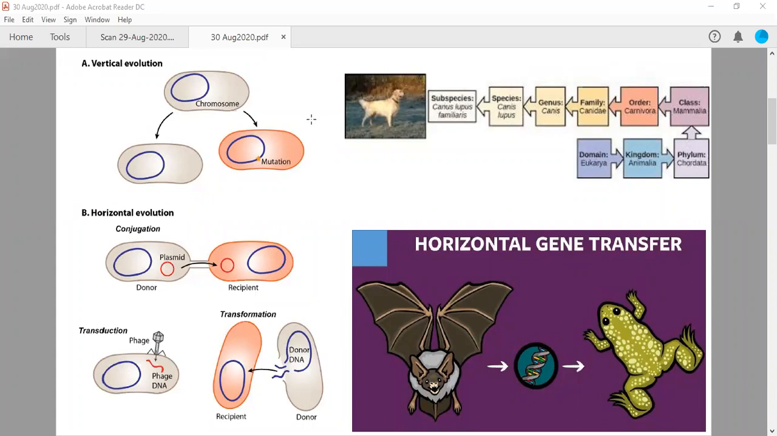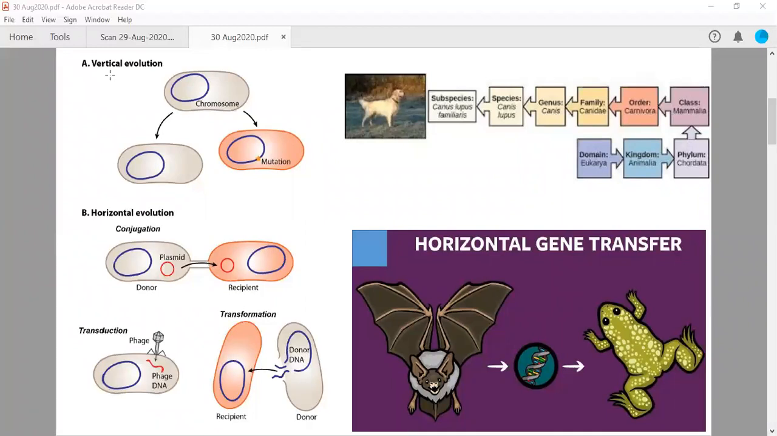So there are two ways by which genes can be transferred from one organism into another organism. Generally, vertical evolution is seen because when there is binary fission or budding, the mother cells give rise to daughter cells, so there is a chance of vertical gene transfer. Also in eukaryotes, during sexual reproduction, this generally happens.